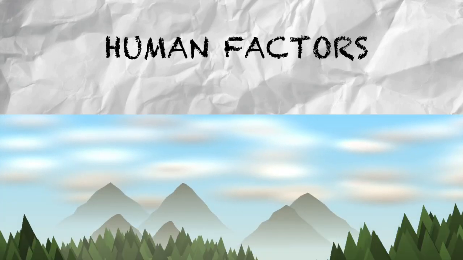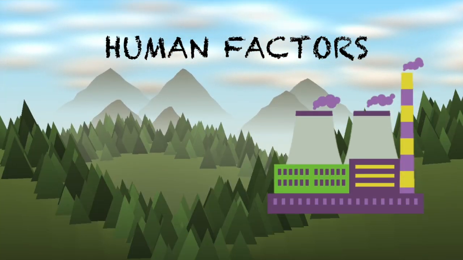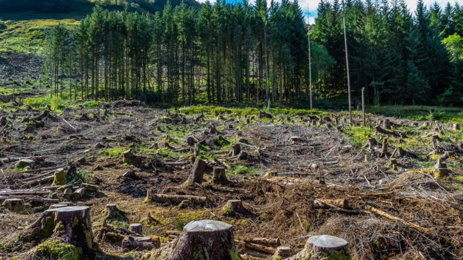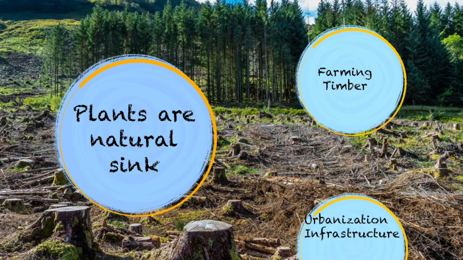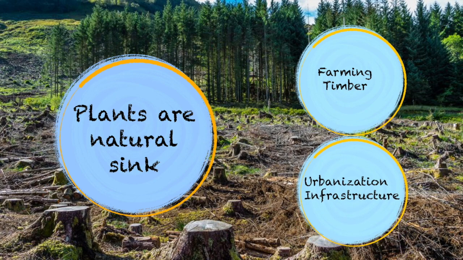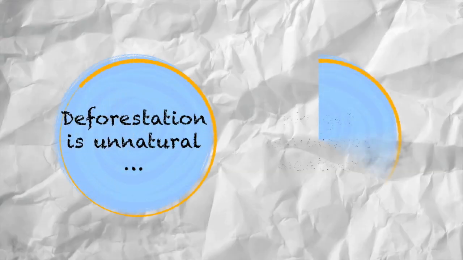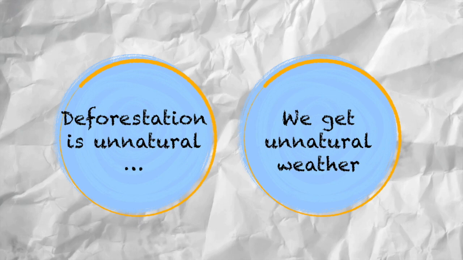2 major human factors that contribute to climate change include deforestation and burning fossil fuels. So firstly, deforestation is the process of cutting down trees and bushland. This affects climate change as plants are a natural sink for carbon dioxide because of photosynthesis. We humans clear vegetation generally because of farming, sell timber, urbanization, and infrastructure development. When the plants are removed or burned down, carbon dioxide returns to the atmosphere and a natural sink for carbon shrinks. Deforestation is an unnatural process of the removal of trees, so we experience unnatural climates and temperatures as a result, since the planet needs a good balance of sinks and sources.